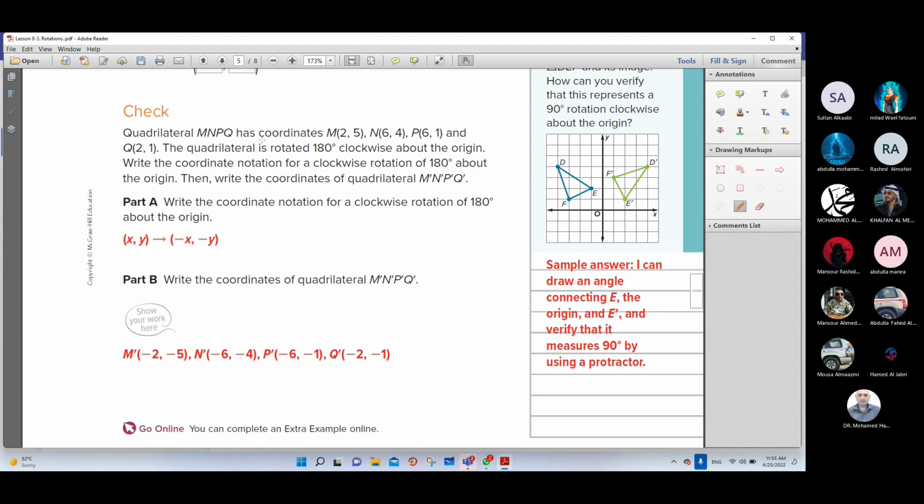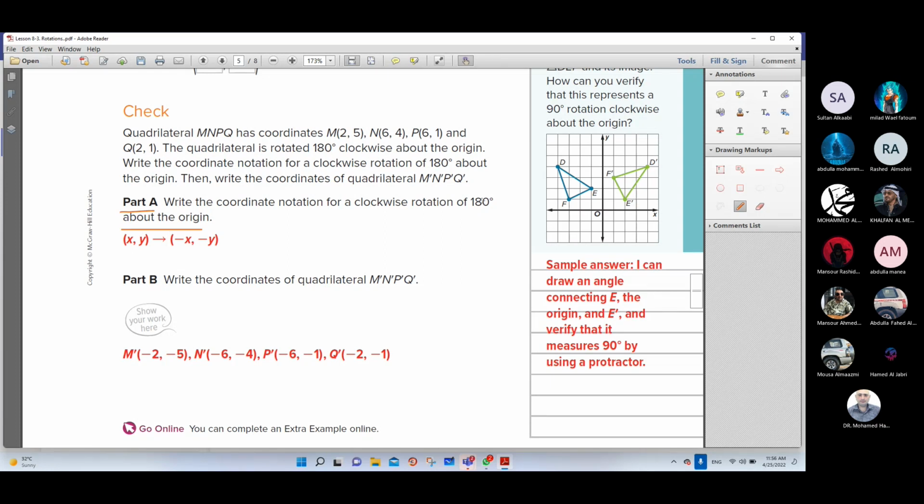MBNQ has coordinates M, N, B, and Q, and the quadrilateral is rotated 180 degrees clockwise about the origin. Write the coordinate notation of a clockwise rotation of 180 degrees about the origin. Then write the coordinates of the quadrilateral M prime, B prime, N prime, Q prime. So part A, write the coordinate notation for a clockwise rotation of 180 about the origin.